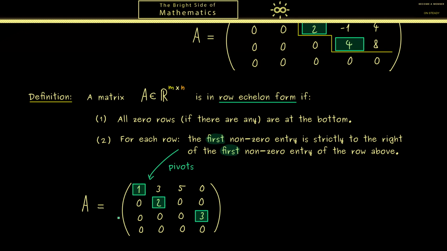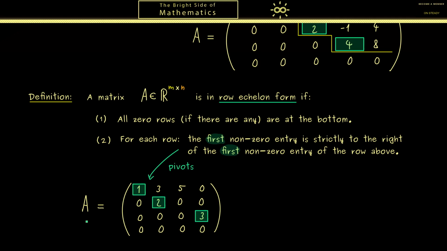Okay, then to the third row and we see the next pivot is this 3. And as before, it's also strictly to the right of the pivot above. And last but not least, you see the first condition is fulfilled because the 0 row here is at the bottom. Indeed, in a 0 row, we can't find a pivot.